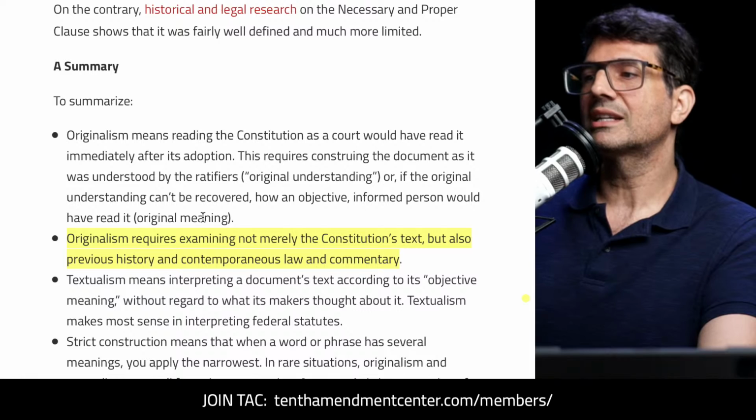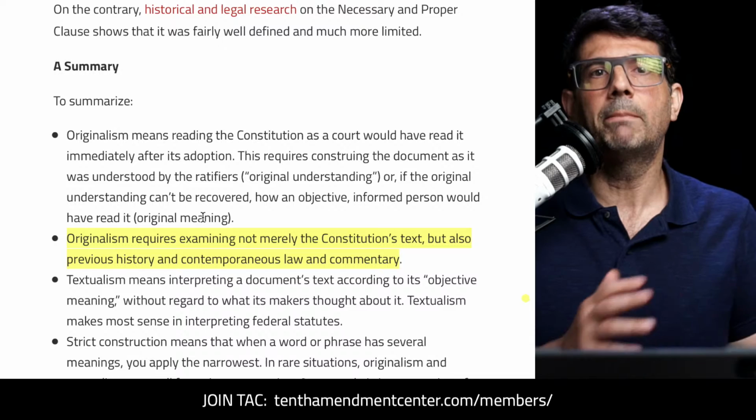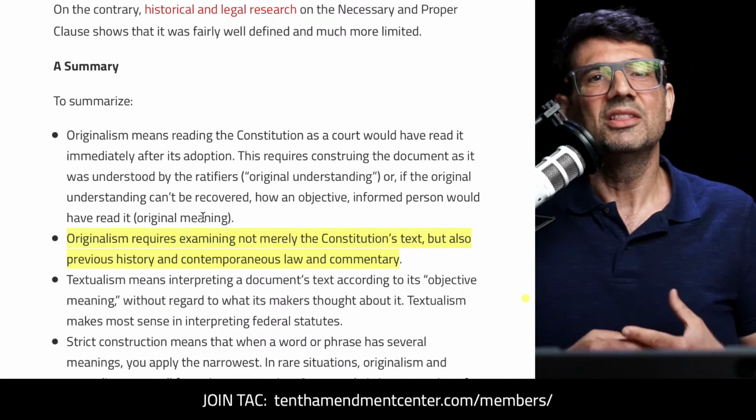And this requires examining not merely the Constitution's text, but also previous history and contemporaneous law and commentary. So documents in support and opposed to the Constitution, because you have to have a holistic understanding. This is why we read the Anti-Federalist Papers. This is why we study them. You can't just read the Federalist.